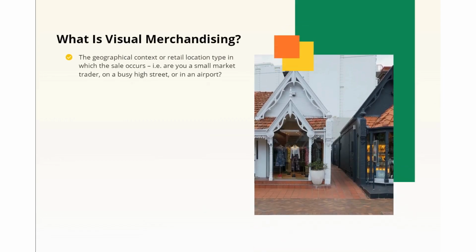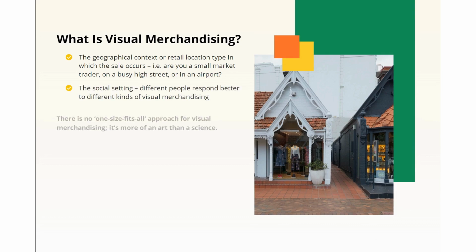The geographical context or retail location type in which the sale occurs. For example, are you a small market trader, on a busy high street, or in an airport? The social setting. Different people respond better to different kinds of visual merchandising. There is no one-size-fits-all approach for visual merchandising, it's more of an art than a science.